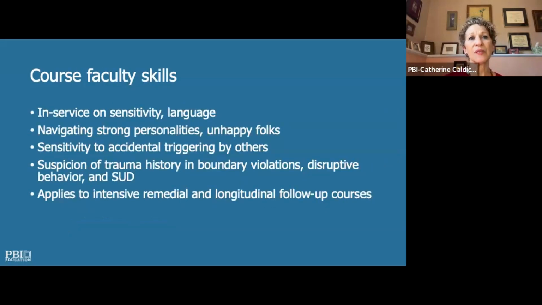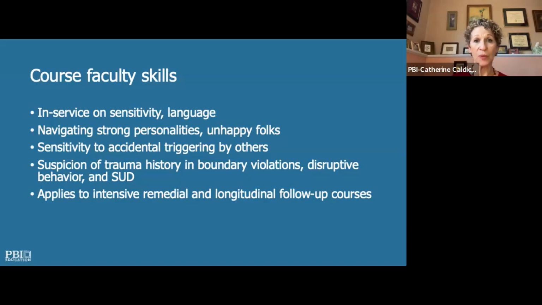So let me describe some of the skills that faculty need to possess in order to teach remedial courses. We also gave them an in-service on sensitivity and language, DEIB, and other things, as we did with the staff. In our faculty meetings, which we have several times a year, we discuss ways of diffusing anger and resentment and how to work with folks who are resistant to the process. There are lots of ways that faculty can be sensitive to the accidental triggering by others. So they reinforce the safe and supportive educational learning environment.